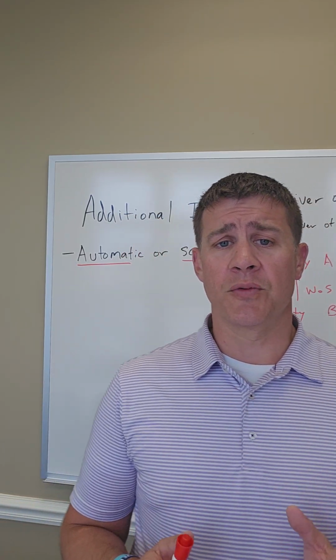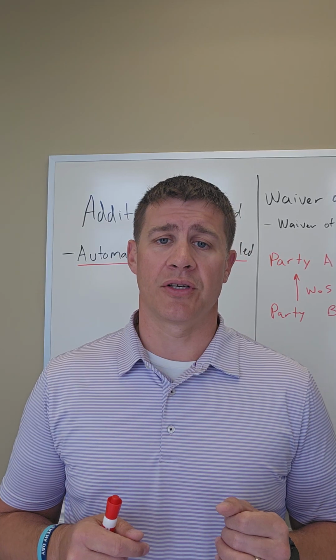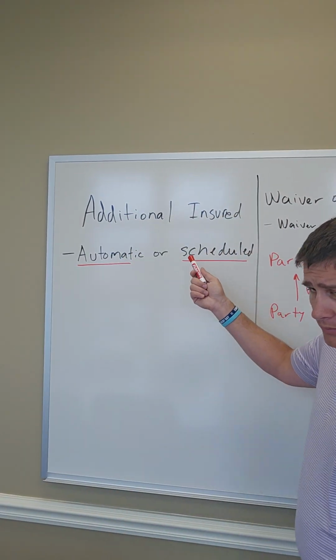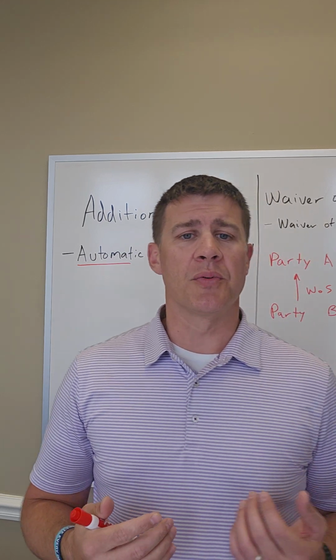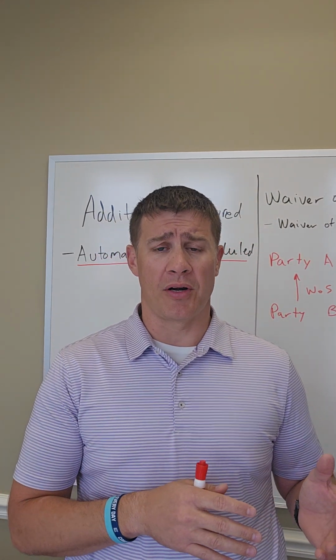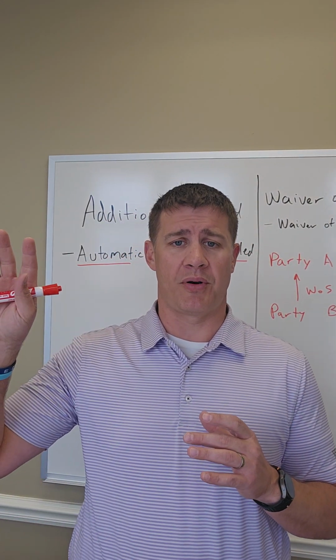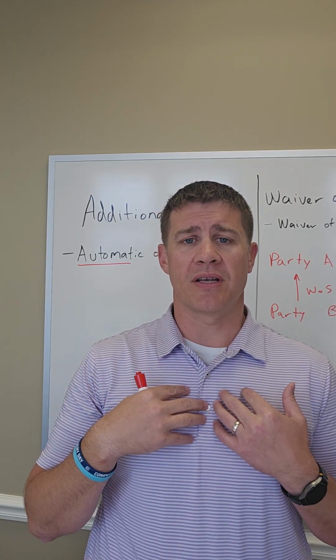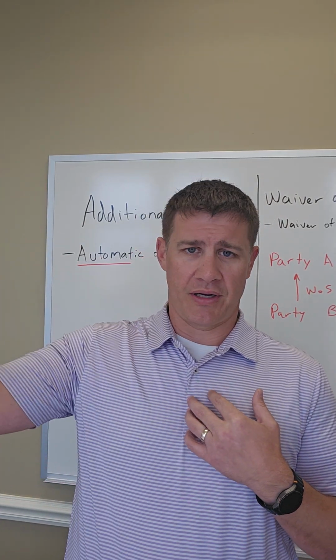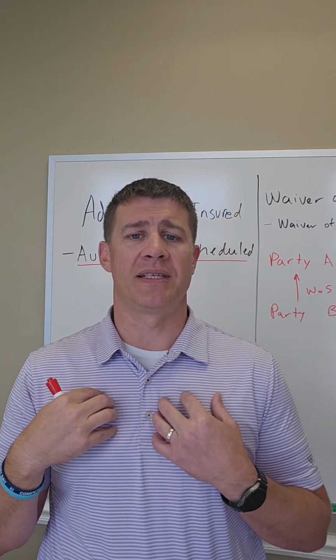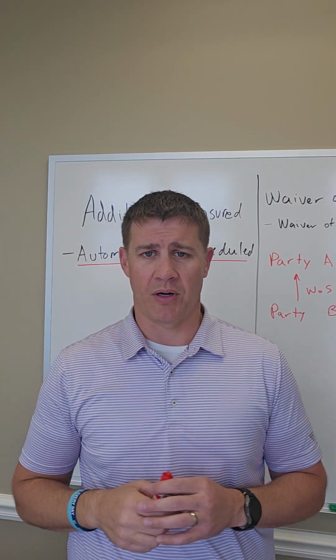So the first one and the most common one is additional insured status. An additional insured status is really more or less what it sounds like. It gives you that other party. You'll hear me call them the upstream party. That means if I'm the sub and they're the GC, or let's say I'm the contractor and they're hiring me to do work for them, I'd be the downstream party, they would be the upstream party.